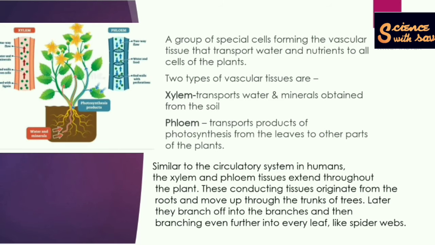Like the circulatory system in human beings, where the blood vessels are scattered all over our body and help in transporting things in the medium of blood, in the same way the xylem and phloem tissue extend throughout the plant. They form a column and reach every part of the plant and help in transporting the minerals, water and the prepared food. They are like branches, and they branch even further into the leaves like spider webs. So this is a special mechanism in plants which helps in transportation.